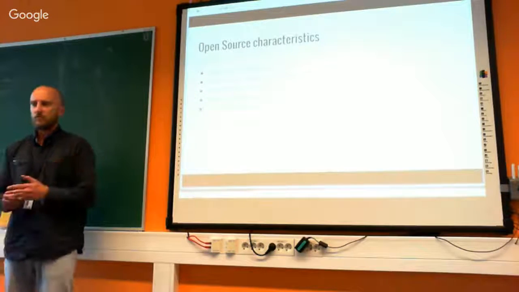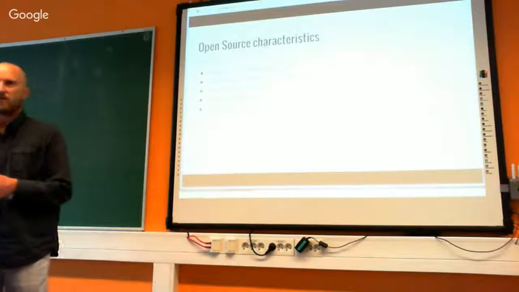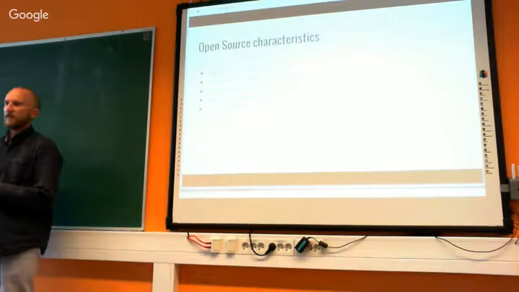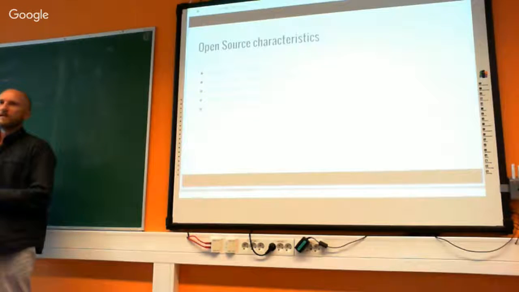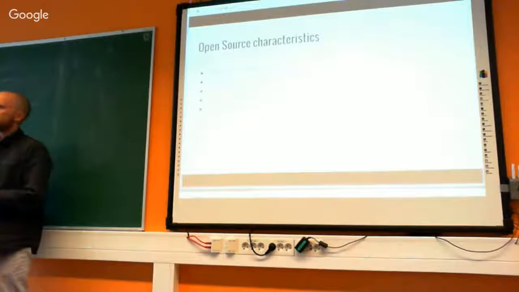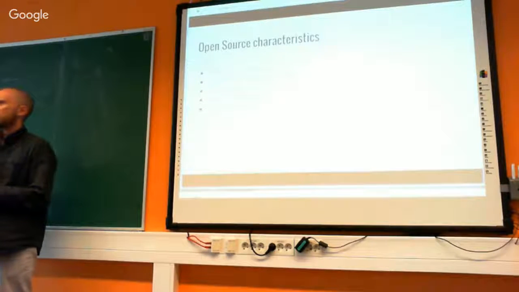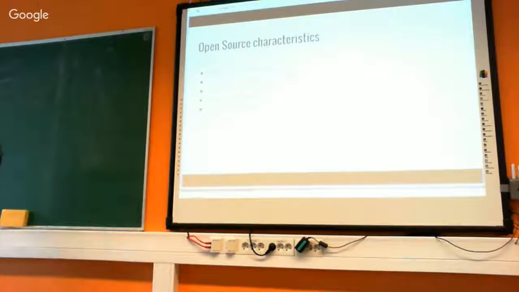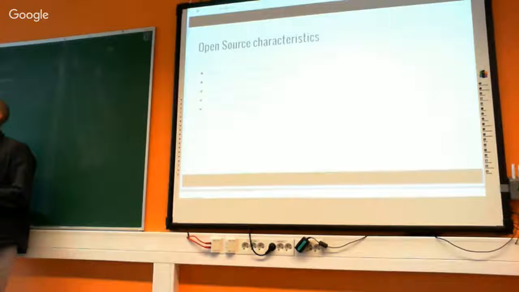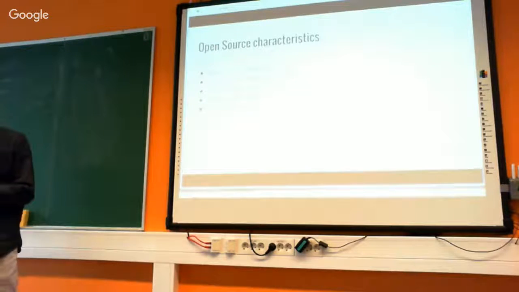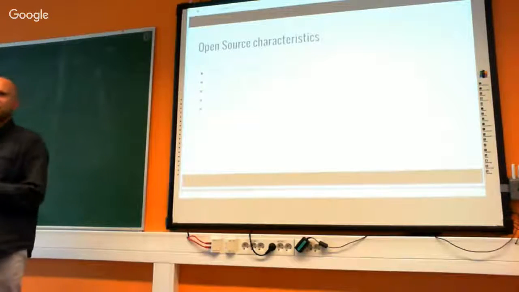What else would you add to that list? What else do you think open source brings to the table which the closed source model doesn't? Rune mentioned that in the previous lecture. What do you think?